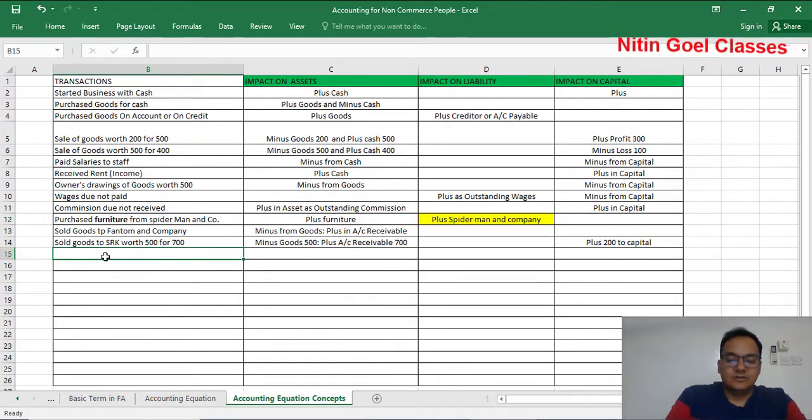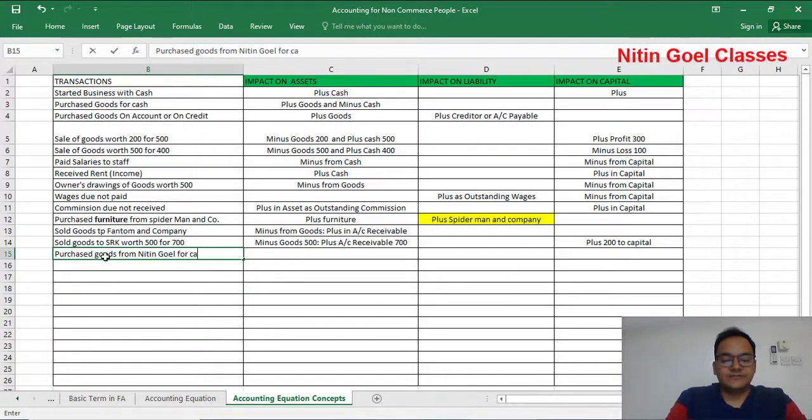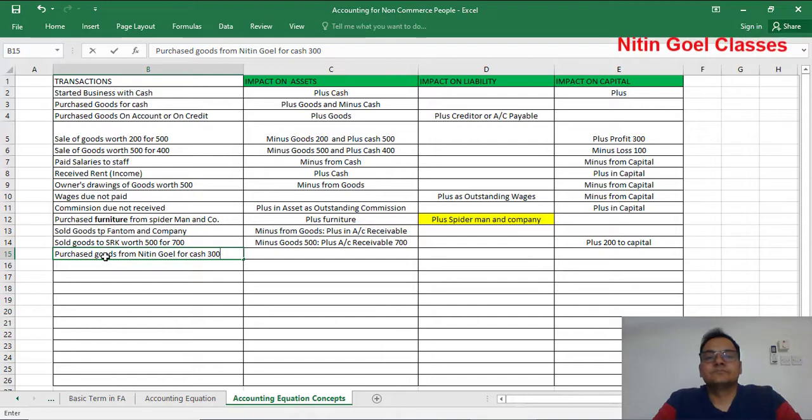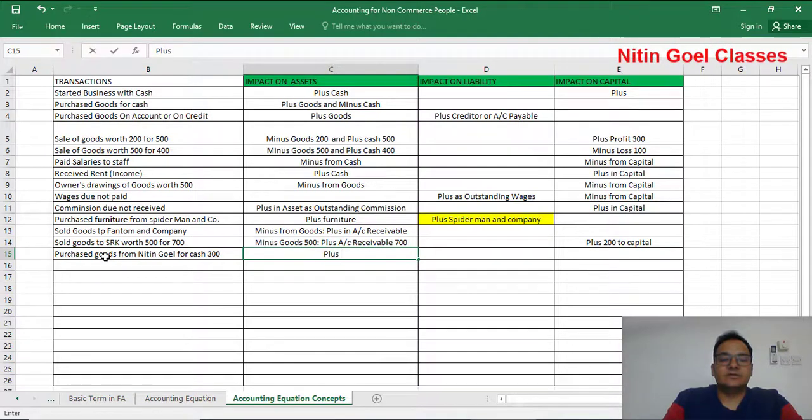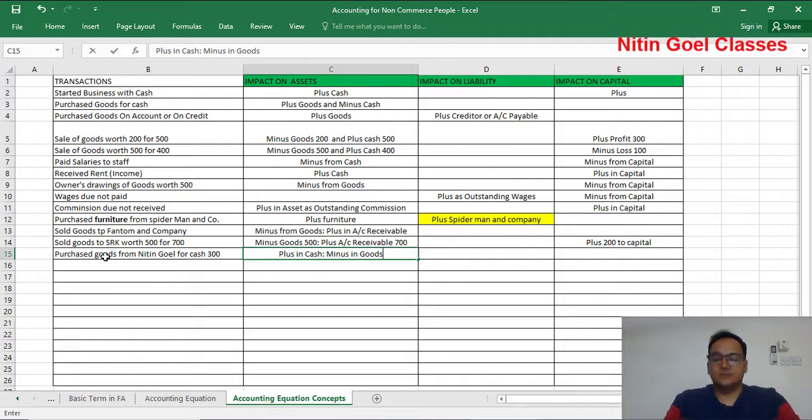Okay. Purchased goods from Nitin Goel for cash 300. Is it a cash transaction or credit transaction? The answer is cash transaction. What will happen? Plus in cash and minus in goods. Clear?